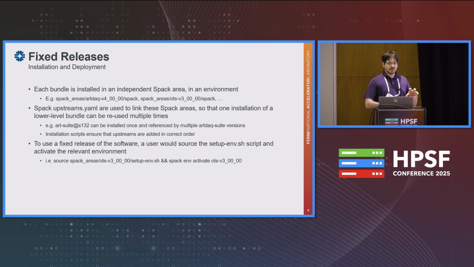We put each bundle into its own Spack area, and each area has a single environment. Again, the bundles are basically a shorthand for defining versioned environments. We then link these together using Spack upstreams. That way, if the lowest level bundle doesn't change very often, we can have multiple versions of the things that depend on it using the same version. We don't have to rebuild the base layer every single time. In the example I have here, the art suite is installed once, and then we can refer to it from many different versions.